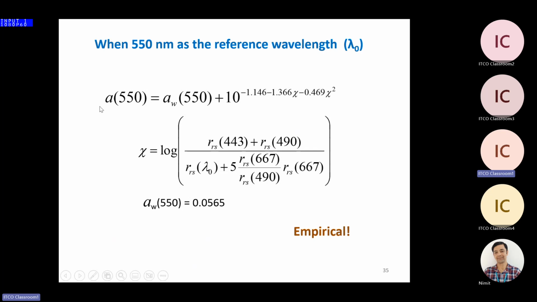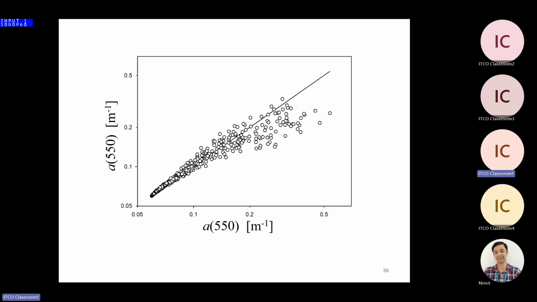So this is an empirical function to get A550, with a bunch of RS in it. Don't ask me why. There's no why for these kinds of regressions. It is just empirical. I have the data set, I tried all the combinations to fit, and I found out this one fits well. There's no why.